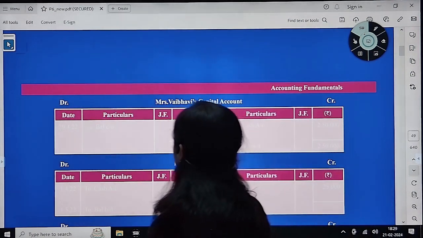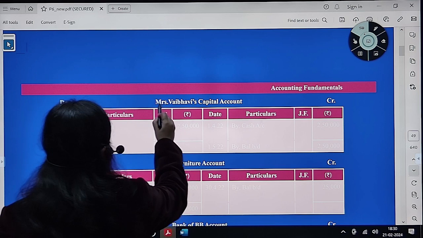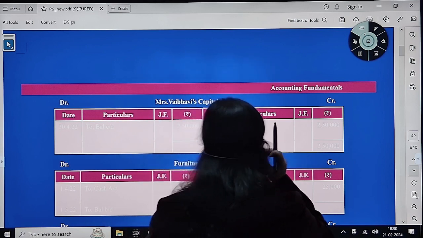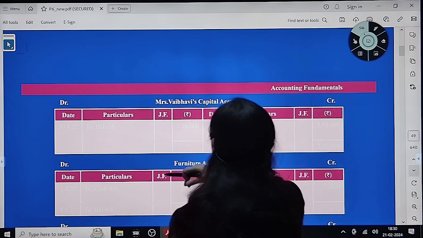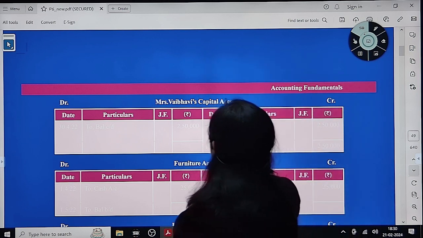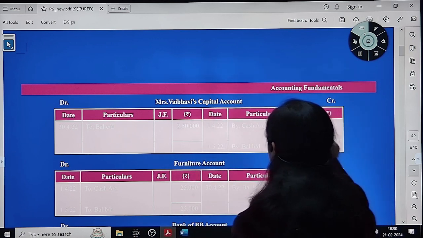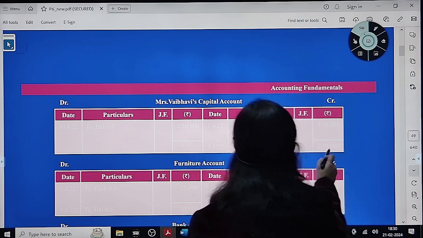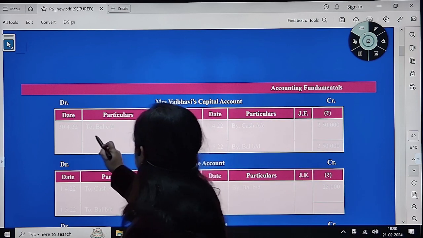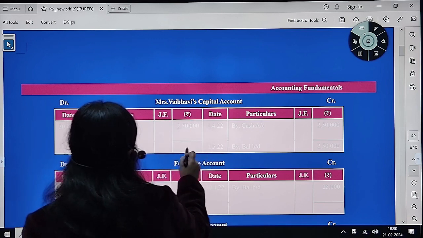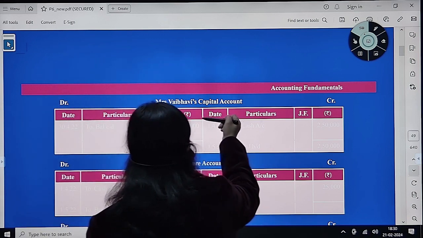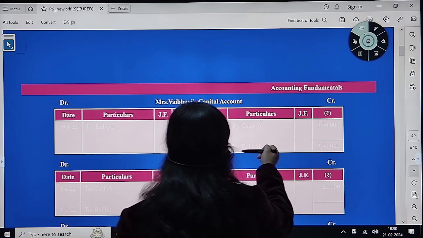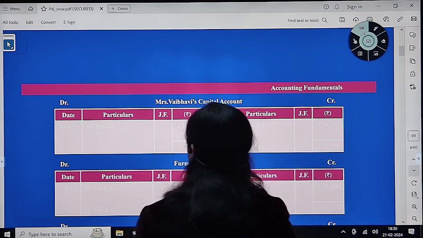Okay, from the journal entry, here in Mrs. Vaibhavi's capital account, we can see how we are posting into the ledger. So what was the journal entry? Cash account debit to Vaibhavi's capital account 2,50,000. So here we are writing by cash account 2,50,000. So we are balancing by 2,50,000, and the balance CD this side is to balance CD 2,50,000. So here also we'll write 2,50,000. This was the transaction for the month of April. So next month it is your to balance BD 2,50,000.